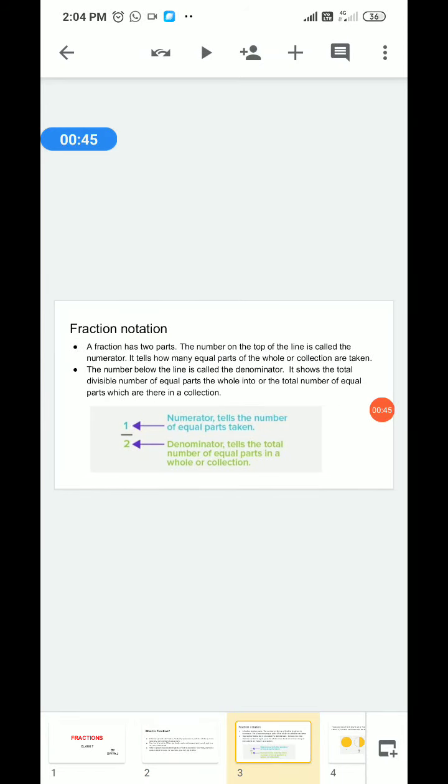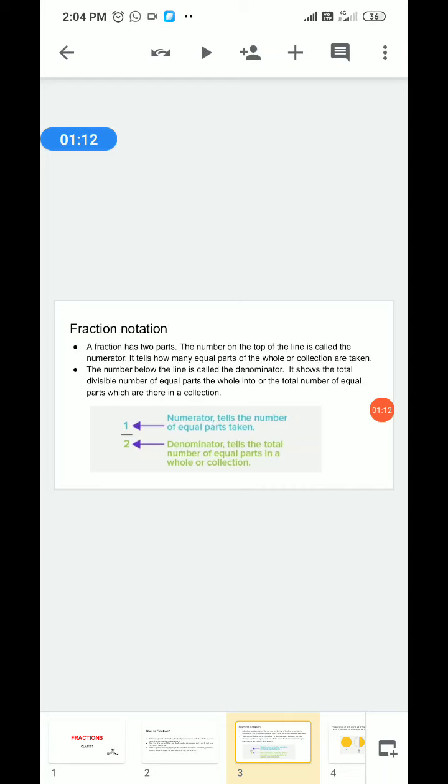Now we will see how a fraction is represented. Fraction notation is how it is represented. In a fraction, we have two numbers divided by a line. The number above the line is the numerator. It represents the equal parts of the whole or the collection that are taken.